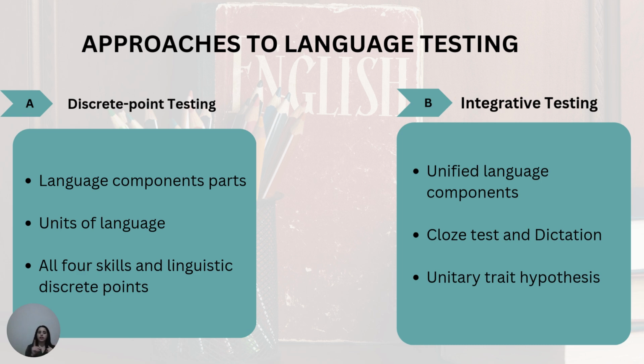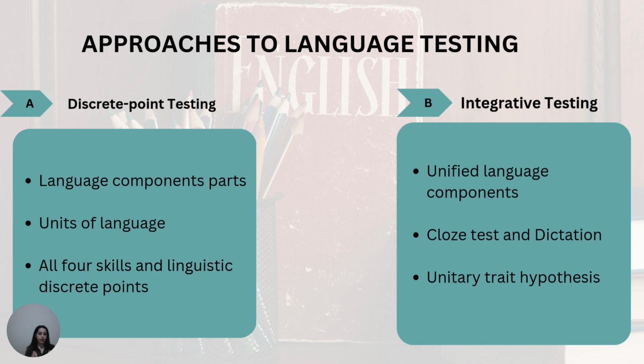The units of language like syntax, morphology, phonology, pragmatics, and discourse, all the units of language that we cover in the linguistics course, can be evaluated or examined separately. Okay, and all four skills and linguistic discrete points should be tested separately and solely. But in integrative testing, they say that language cannot be separated. It's like a whole unit. Okay, you cannot separate them.